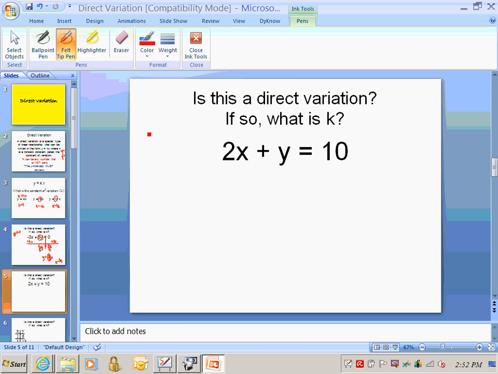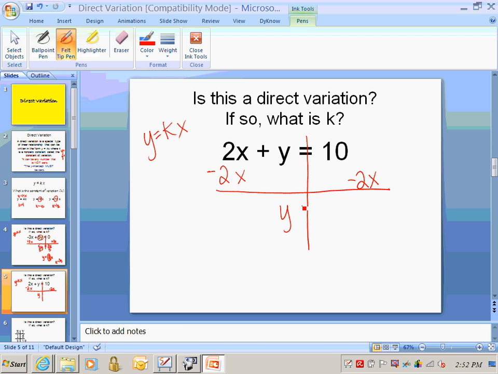The next one, again, I have y equals k times x, so I need to solve for y. So I'm going to subtract 2x from both sides. I cannot combine my -2x and my 10 together because my 10 does not have an x. They are not common terms. So I have y equals, and I'm going to put the x first, so -2x plus 10. Is this a direct variation? No, it's not, because I have plus 10 back here. My y-intercept would be at 10, not 0.